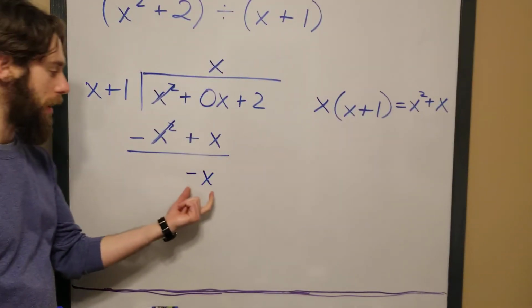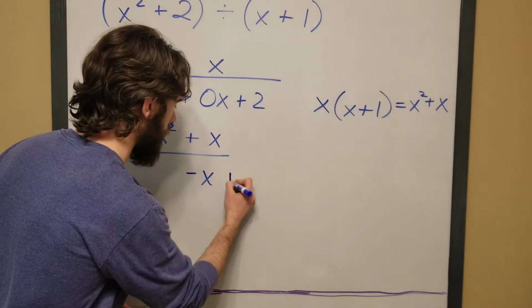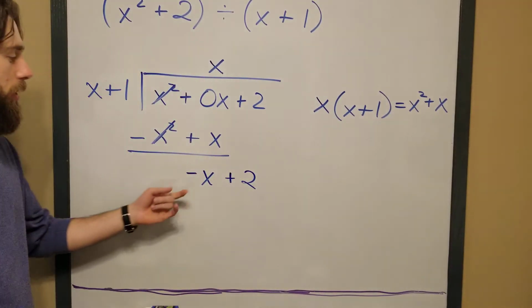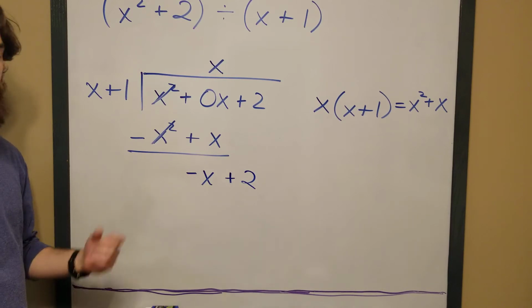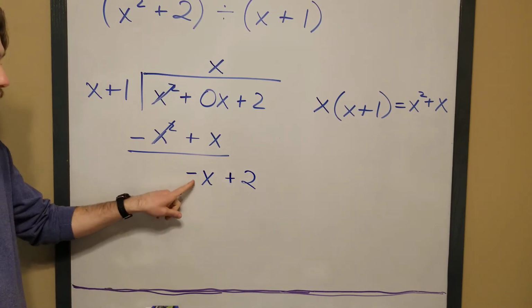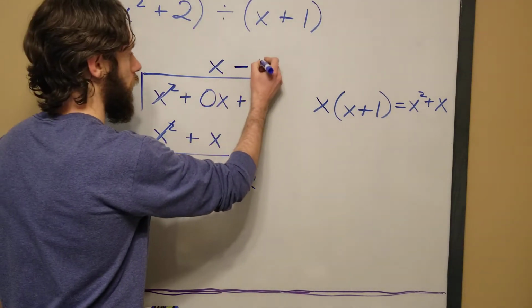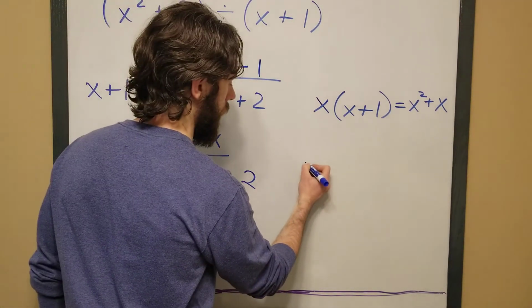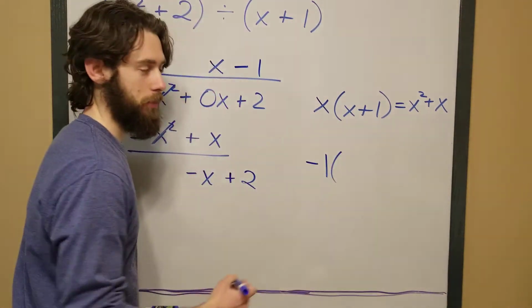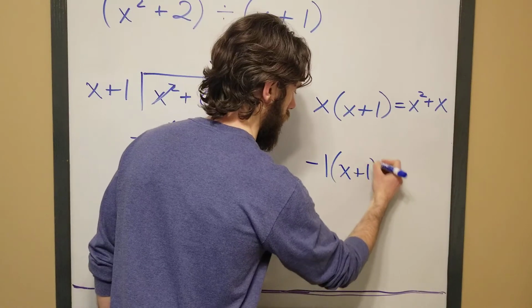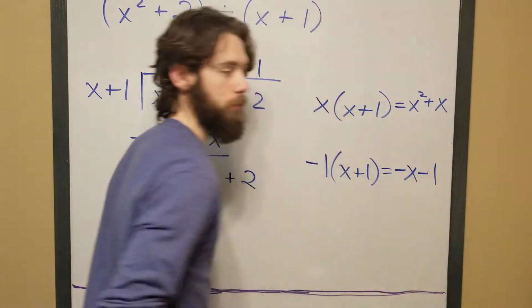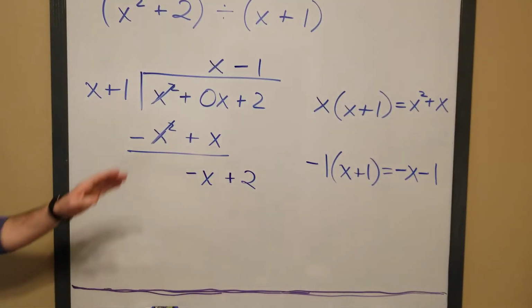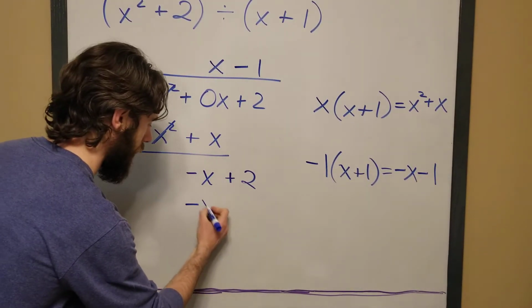Okay, now we need to match. Well, first we should bring down our 2. Now we need to match the x here to the minus x. That just requires multiplying by a negative 1. So if we multiply negative 1 times x plus 1, we get negative x minus 1. So we bring our negative x minus 1 down here.